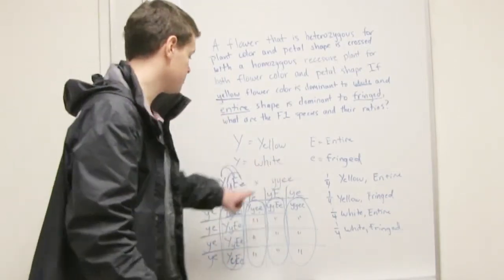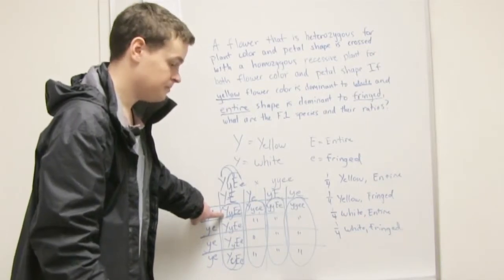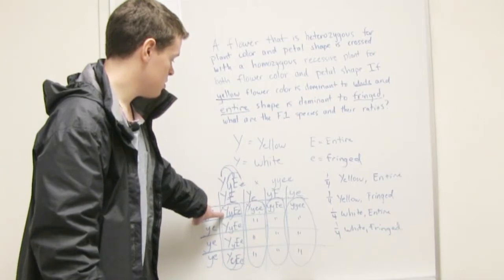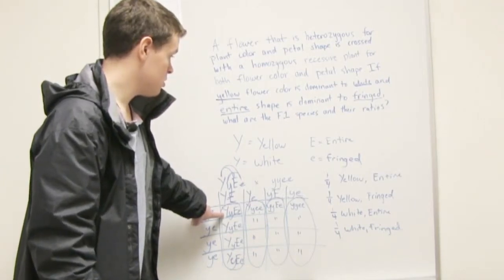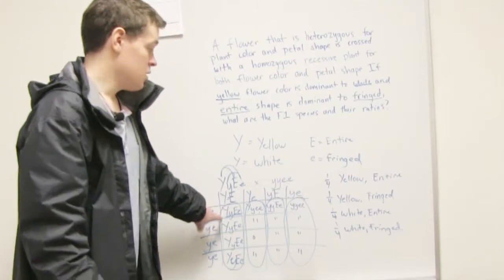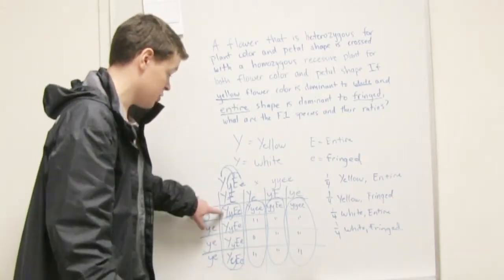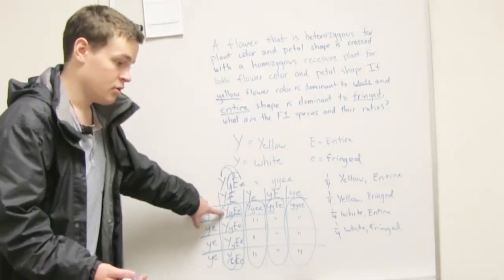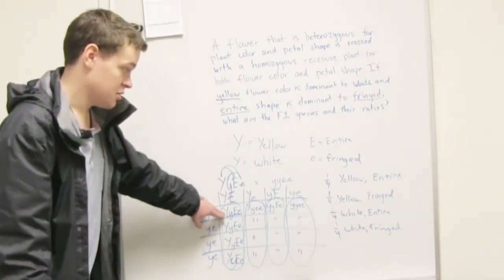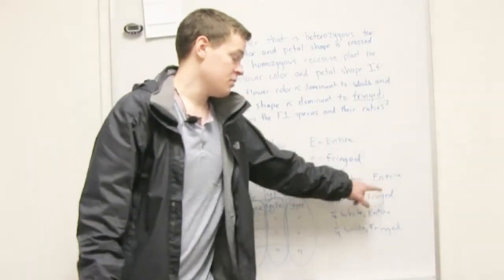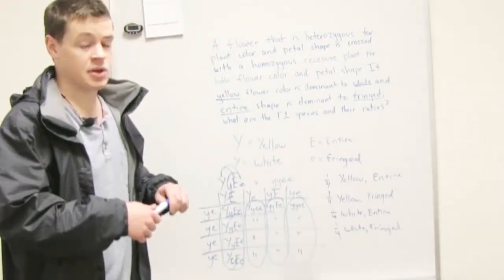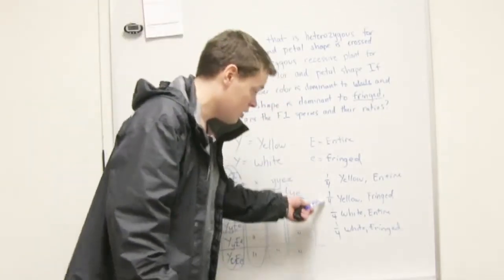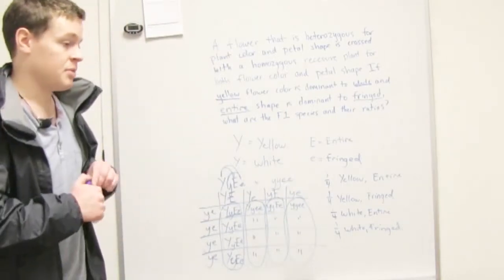So here's these, your... So in this example, this is your genotype, the actual gene or the representation of it. This is the genotype, and this is the phenotype, what the actual physical characteristic is as a result of the genotype. And then this would be the ratio of the phenotype.